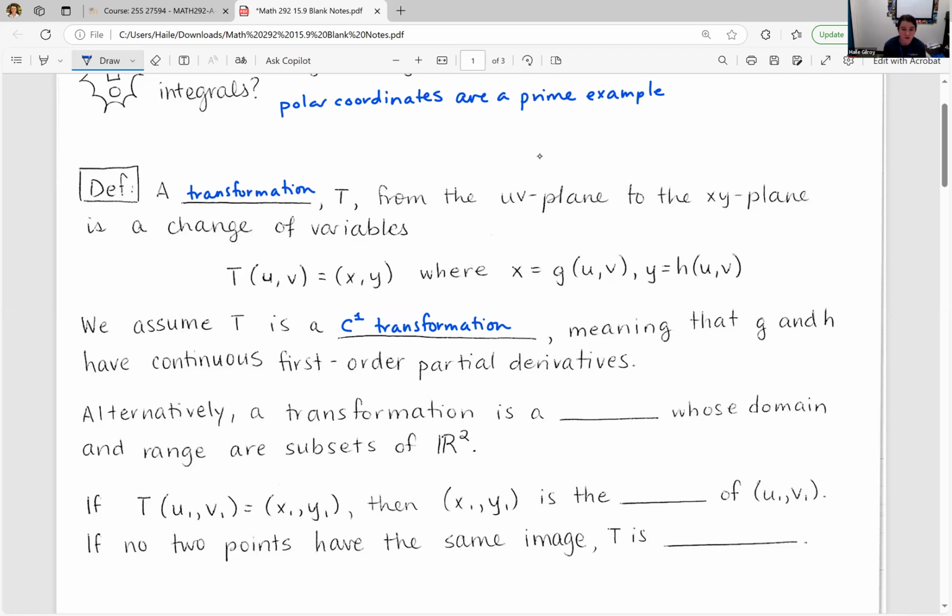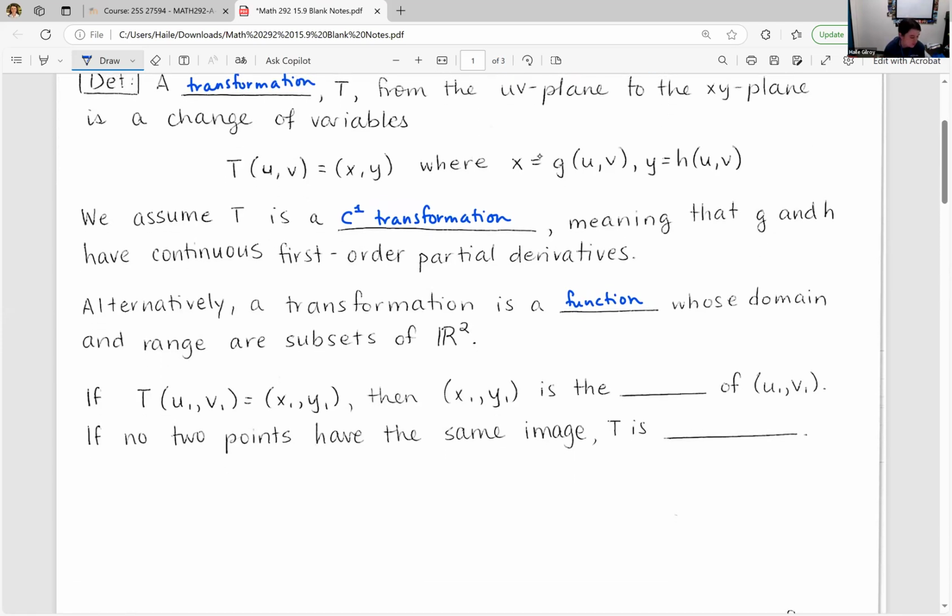Another way to think of a transformation is as a multivariate function. And we've done multivariate functions in this class. So a transformation is really just a fancy word for a function. The domain and the range of this function T are both subsets of R2. For us, it could be more than two variables, but that's why we're saying it transforms the UV plane into the XY plane. So it's just a function, and we've done functions before.